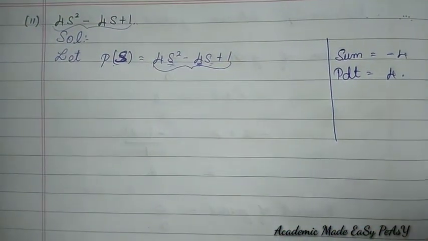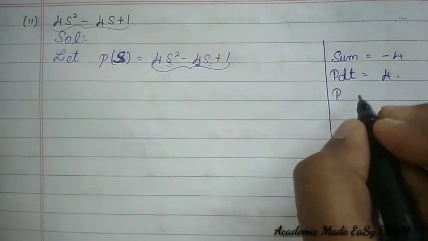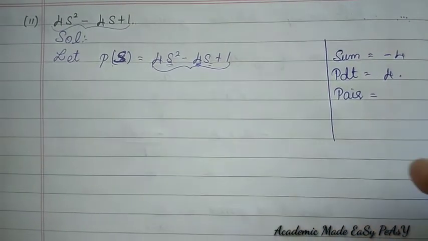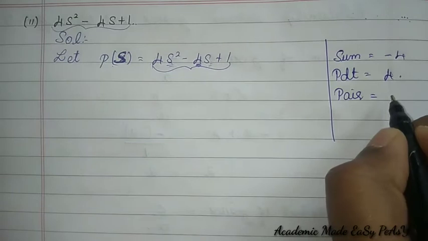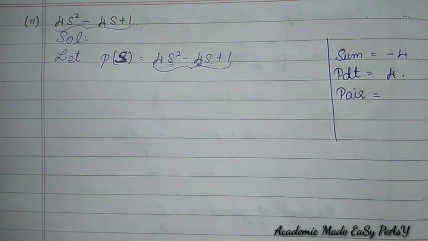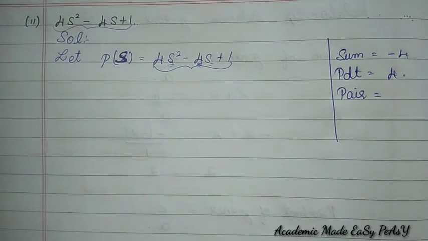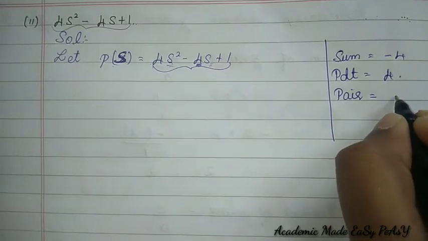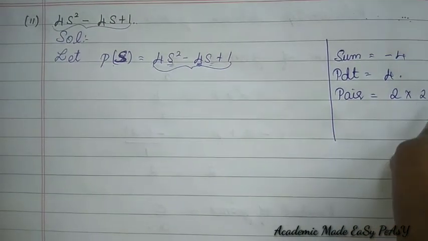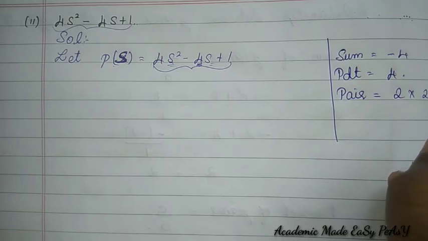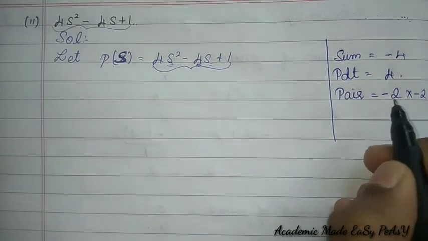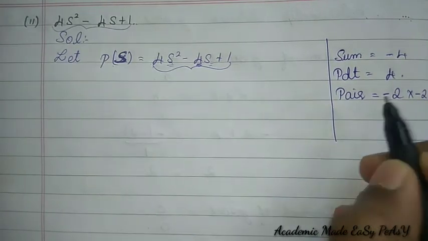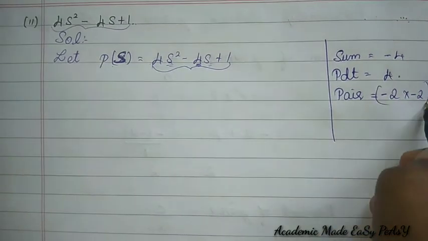So now I have to find the pairs in such a way that if I multiply I have to get 4 and if I add or subtract I have to get minus 4. So if I take 1 into 4 I will have 4, but 1 plus 4 will give me 5 or 1 minus 4 will give me 3. So next if I move on to 2, 2 into 2 is 4 only. So 2 plus 2 is plus 4, whereas I have minus 4 here. So I will have the minus sign here. So minus into minus is plus, 2 into 2 is 4. So this is my required pair.